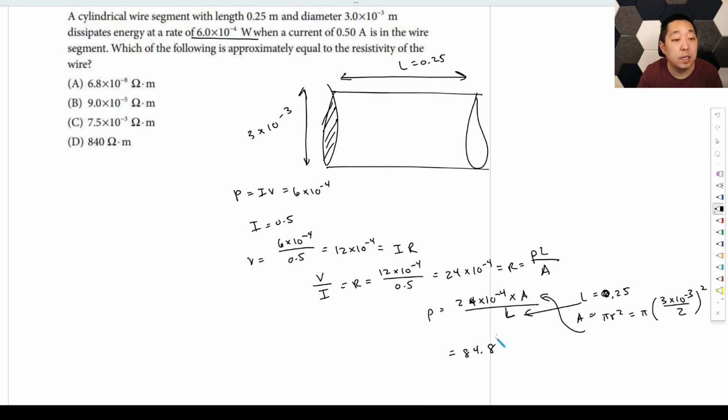Let me double check if I divided by 0.5. Then divide that by 0.5, and then times pi. Oh, I messed up. Sorry.